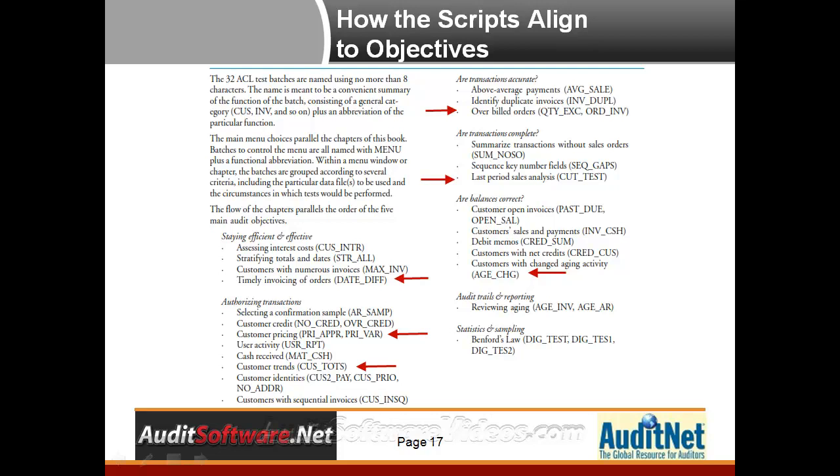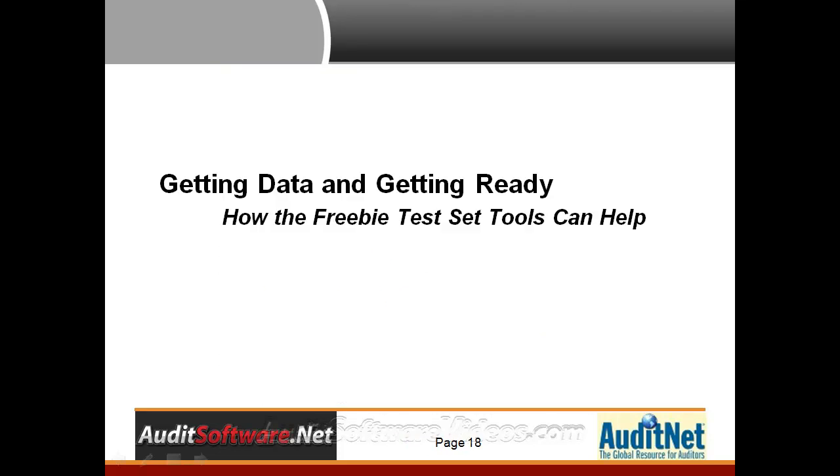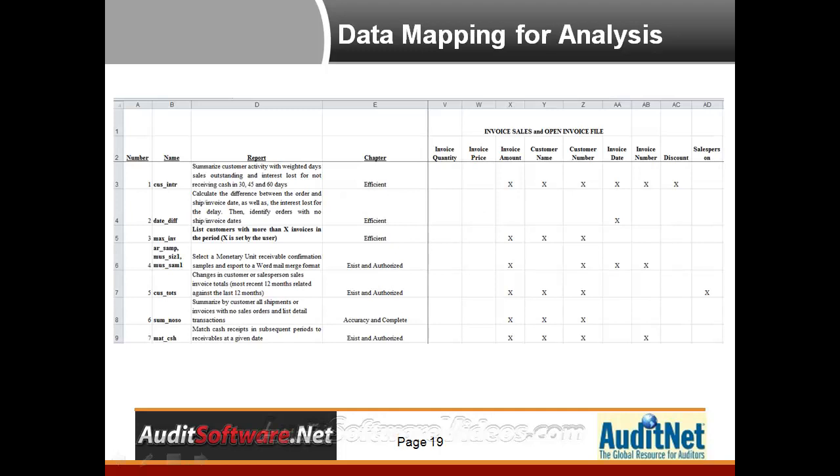Now, in order to get these tests done, we need to get ready and get some data. And getting data and getting ready for that, we're going to talk about how some of these test set tools can help, and we're going to jump into Excel in a second here. But one of the tools that you'll get in addition to the ACL files and scripts is an Excel spreadsheet. And this Excel spreadsheet will line up for you, as you can see here, the actual tables that you'll need.